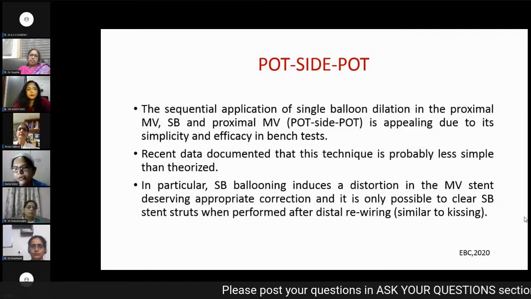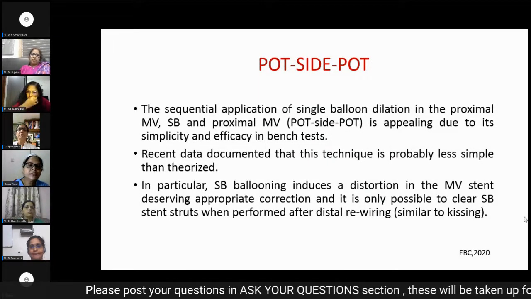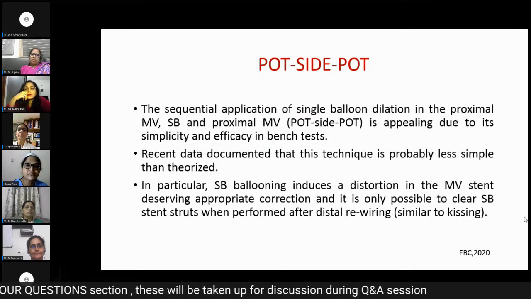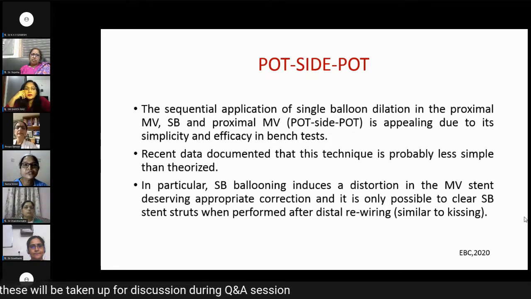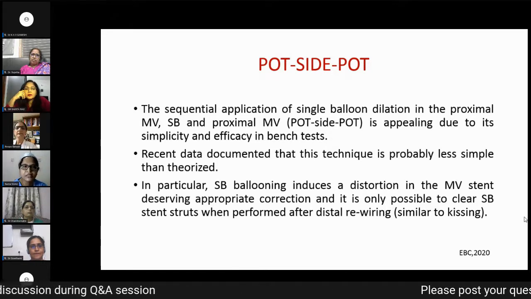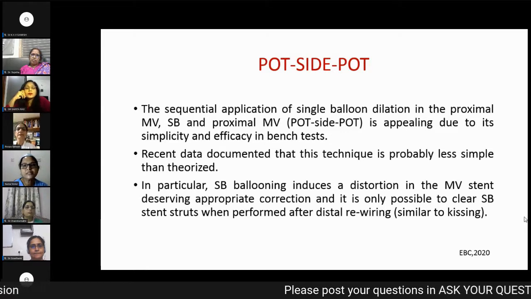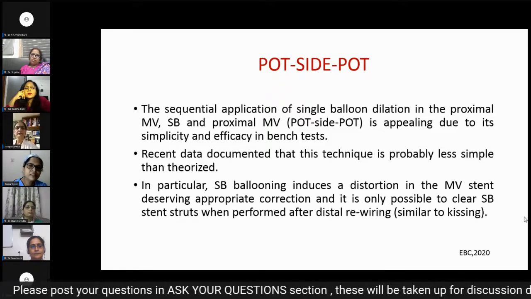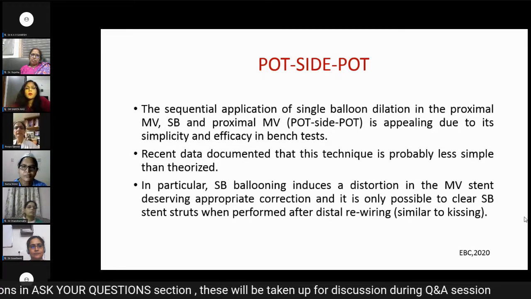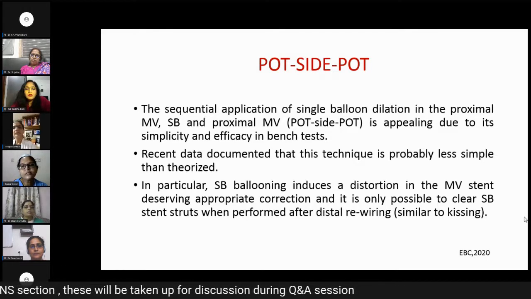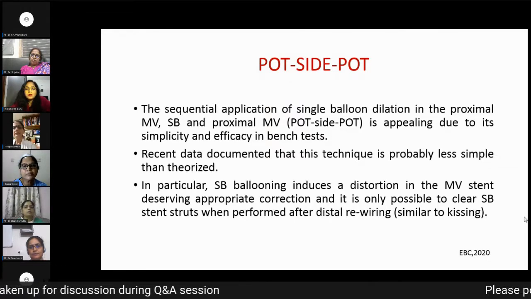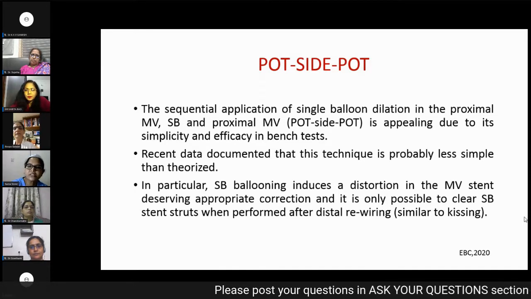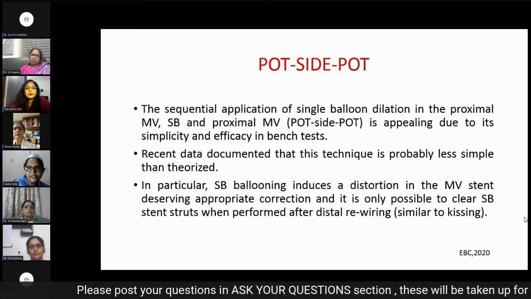So this is from the EBC 2020, which has recently come out, I think last week. The sequential application of single balloon dilatation in the proximal main vessel, side branch and then POT is appealing due to its simplicity and efficacy in bench tests. Recent data documented that this technique is probably even less simple than theorized, much simpler than that POT-kiss-POT. In particular, side branch ballooning induces a distortion of the main vessel stent, deserving appropriate correction, and it is only possible to clear side branch stent struts when performed after distal rewiring, similar to kissing.